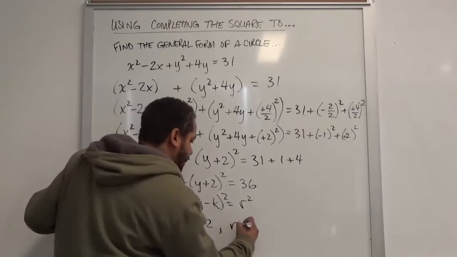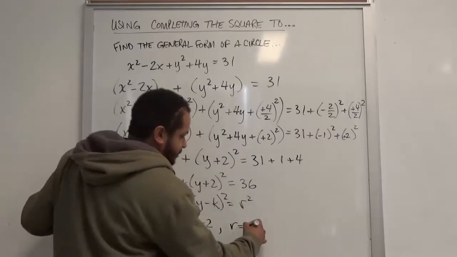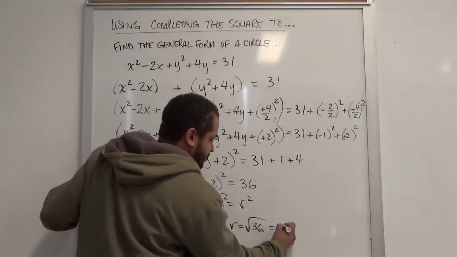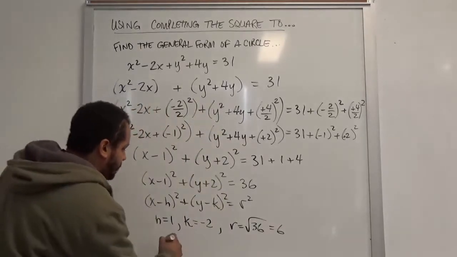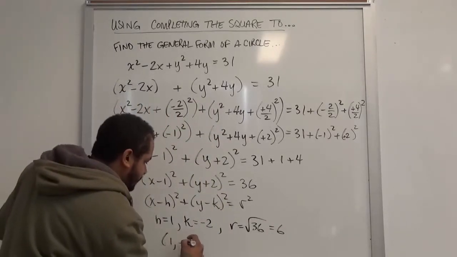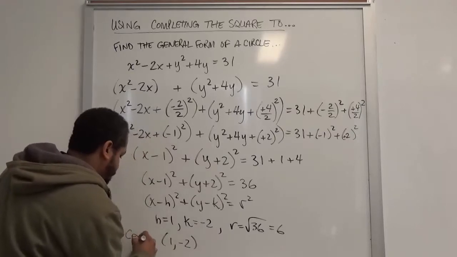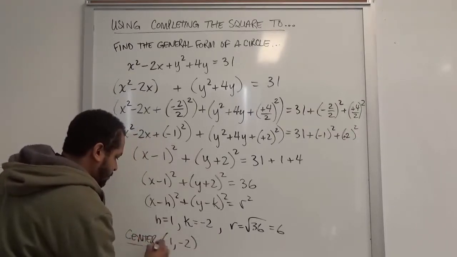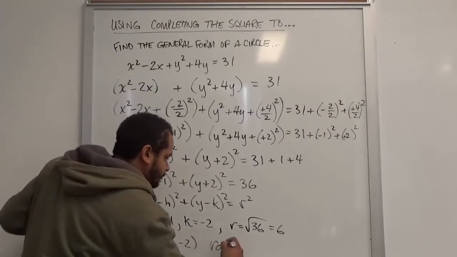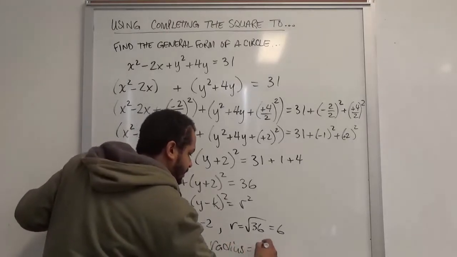And our radius value is the square root of 36, which is just 6. And so our center of the circle is 1, negative 2, with a radius of just 6.